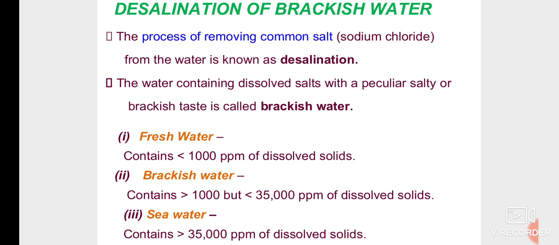Okay. Suppose in brackish water, the range of dissolved salts is between 1000 and 35,000 ppm, that is called brackish water. Water containing greater than 35,000 ppm of dissolved salts is called sea water, marine water or ocean water. So these are the 3 types of water found in our environment. Okay.